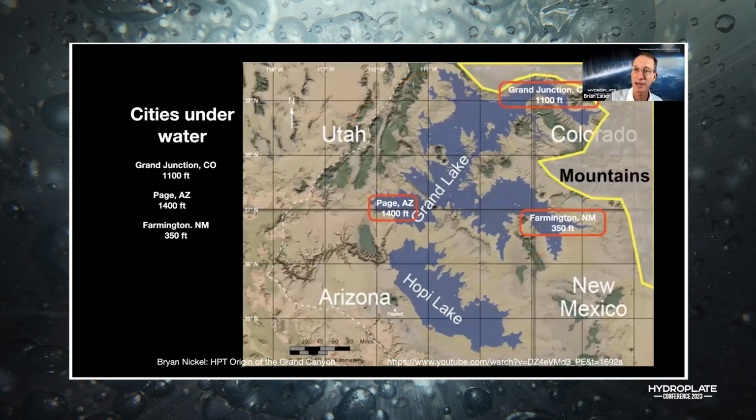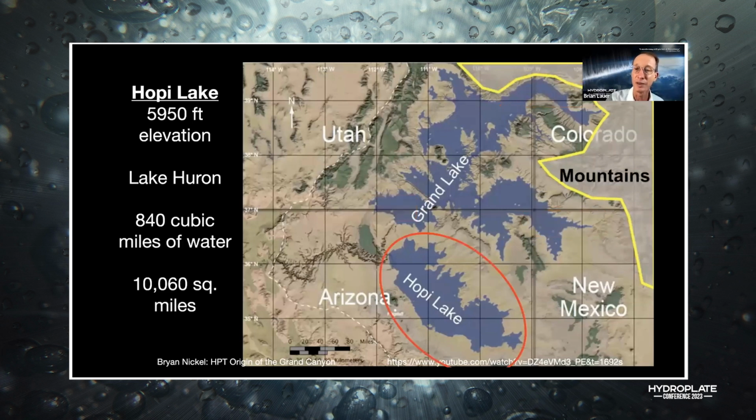And to put it in perspective, Grand Junction, Colorado would have had 1,000 feet of water, 1,100 feet of water on top of it. Page, Arizona would have had 1,400 feet of water on it. Of course, I think it was probably sediment. I think it got 1,400 feet of sediment before that sediment washed away. And then Farmington, New Mexico would have 350 feet of water. That's just one of the lakes.